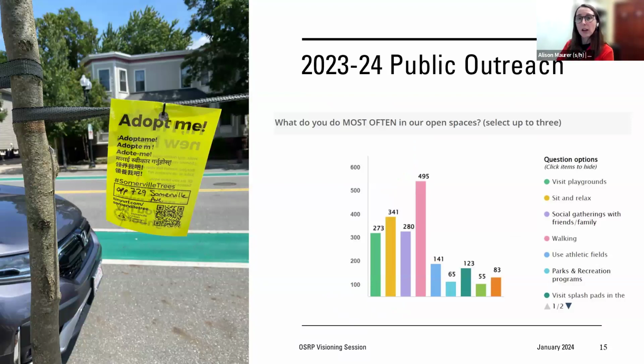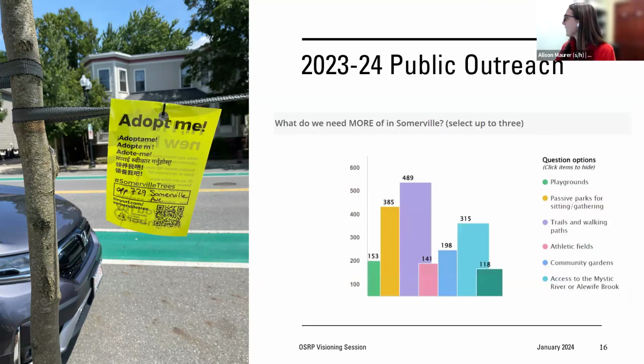What do people do most often in our open spaces? Primarily walking, social gatherings, sitting and relaxing, and visiting playgrounds. And this is in line with the result that we found from what we need more of in Somerville, which is that people want trails and paths, passive parks for sitting and gathering, and access to the waterfront. And this is really helpful information for us to understand that the community is very interested in passive recreation.